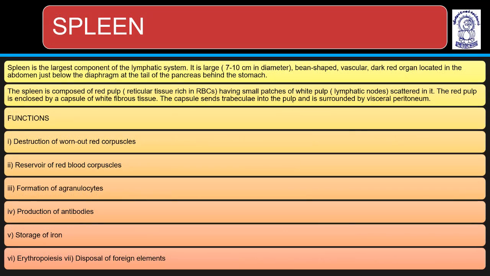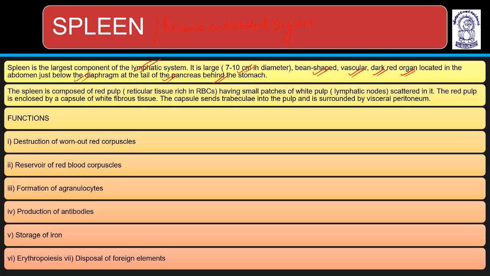Spleen. Spleen is a reticuloendothelial organ. Spleen is the largest component of the lymphatic system. It is large, 7 to 10 centimeter in diameter. It is bean shaped. It is vascular. It is dark red organ located in the abdomen just below the diaphragm at the tail of pancreas behind the stomach.